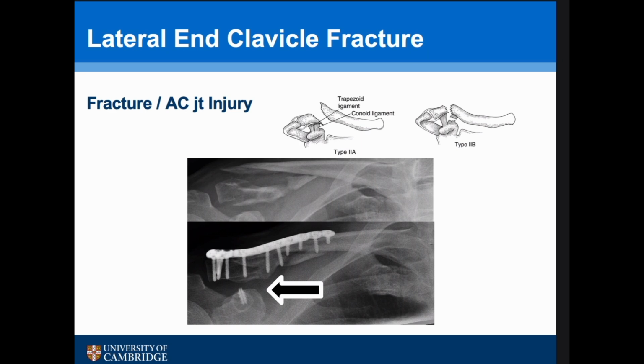So we have to use a special plate that is widened at the lateral end so we can get sufficient smaller screws in. And as you can see where the arrow points, there's also a little anchor that's gone into the coracoid that's helped to reconstruct the forces of the coracoclavicular ligaments.